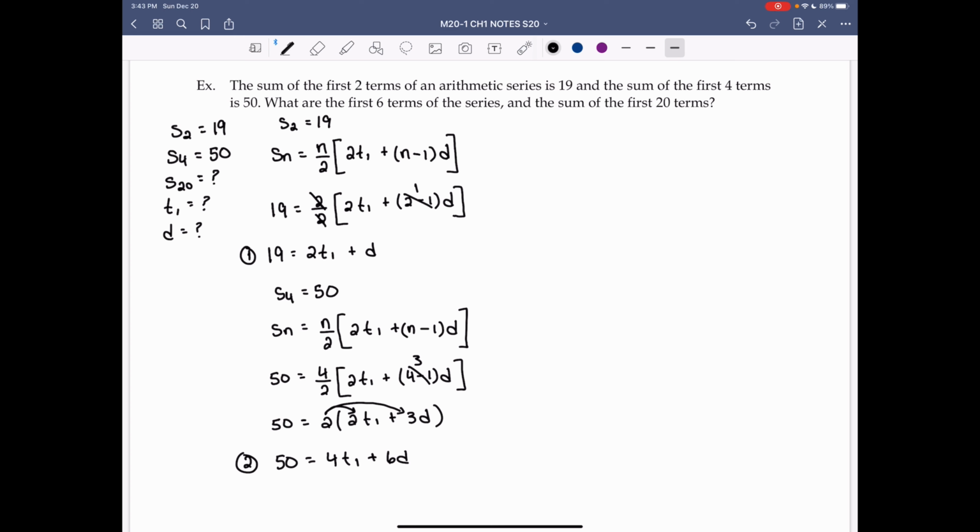Now we have a system of equations. We have 2 equations with 2 variables, the same variables, T1 and D. We don't know either of them, and we want to solve for both of them. So from Math 10C, this is a system of linear equations, which we can solve by substitution or elimination. Whichever method you like is fine. I'm just going to do elimination.